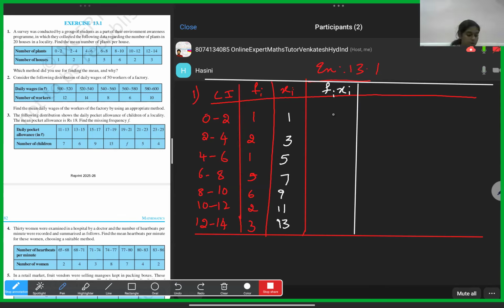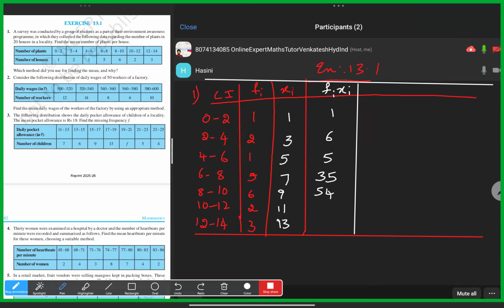Sir, first one is 1 into 1, 1. Yes, Hasni. Next one is 3 into 2, 6. Yes. Next is 5 into 1, 5. Next 7 into 5, 35. Next 6 into 9 is 54. 11 into 2 is 22. Then 13 into 3, 39. Sir, 39.